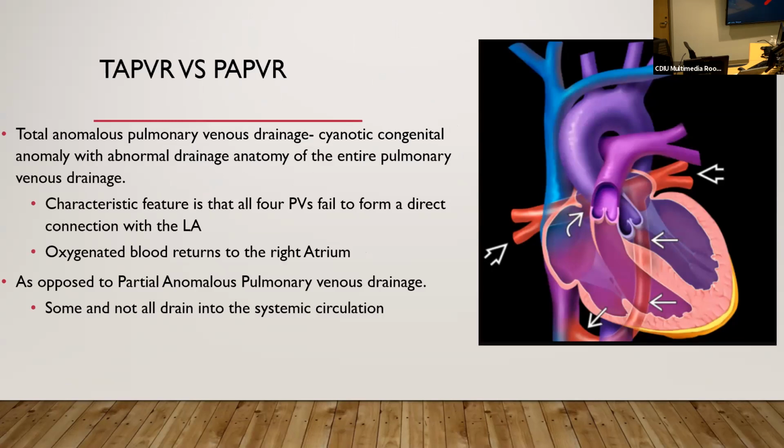With TAPVR, you have cyanosis. It's a cyanotic congenital anomaly with abnormal drainage anatomy of the entire pulmonary venous drainage. So if you look at the diagram here, you have the SVC, the IVC, coronary sinus draining into the right atrium. Can you see my arrow?